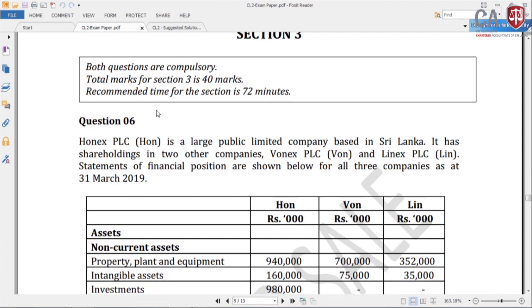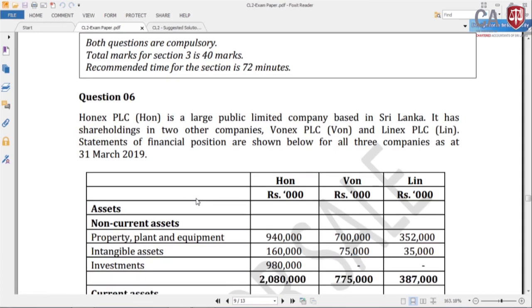Honex PLC is a large public limited company based in Sri Lanka. It has shareholdings in 2 other companies, Vonex and Linex PLC. Statements of financial positions are shown below for all 3 companies as at 31st March 19.